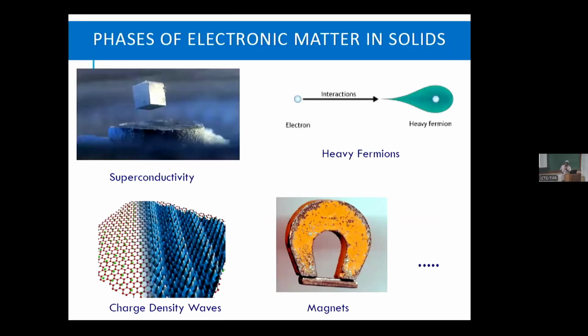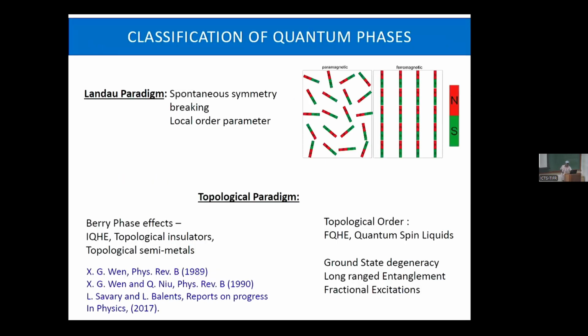So the research theme in my group is to discover new materials and study phases of electronic matter in them. And these are some of the common states of matter that we have been looking at in the past. The existing paradigm in which phases and transformations between phases were understood was the Landau paradigm, where spontaneously broken symmetry is used to differentiate phases from each other.